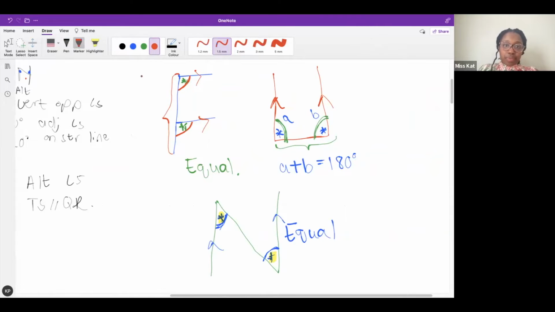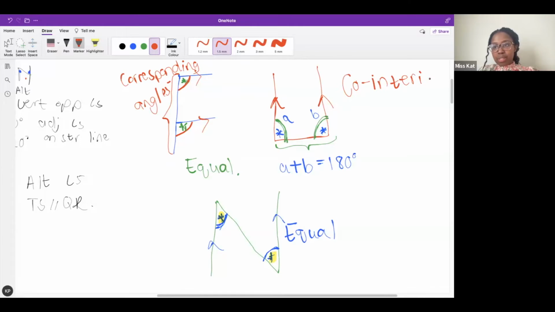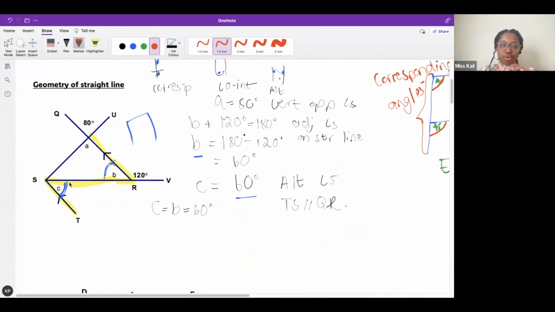So these ones would be called corresponding angles. Let me write it there. Corresponding angles. This one would be co-interior. Interior means the inside. Do you see where these angles are? They're both in the middle, right? And then these ones will be called alternate, not alternative, alternate angles.